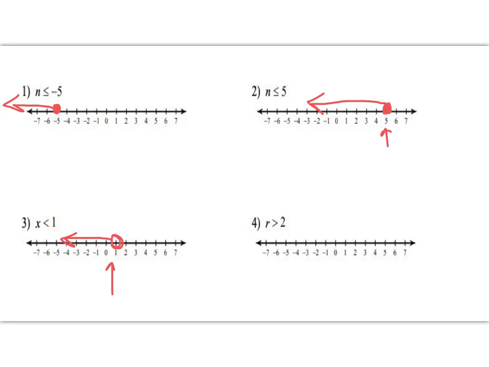R is greater than 2. I'm looking at 2. I'm finding 2 on the number line. And since it's greater than but not greater than or equal to, it's an open circle with an arrow pointing to the right. All numbers greater than or bigger than 2.